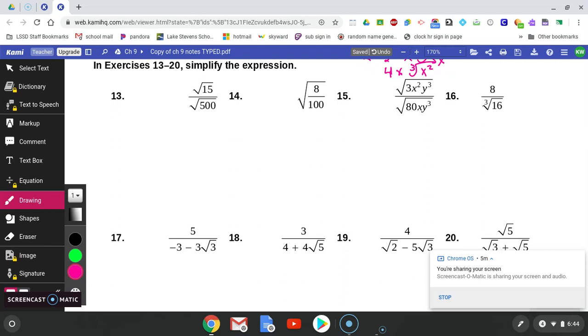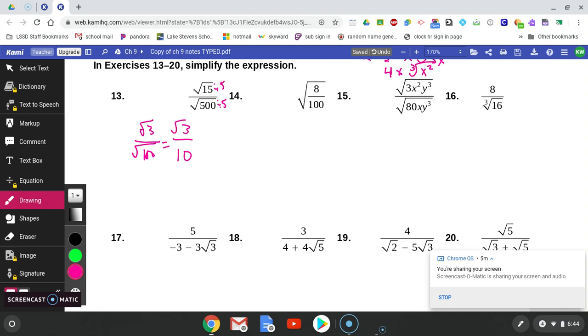All right, number 13. So I could go ahead and break this apart, but I'm going to show you another strategy. Since 15 over 50 can be reduced, I can divide them both by 5. I'm going to do that and make my number smaller. As long as I'm dividing both the numbers by the same thing, it's okay. So then I have the square root of 3 over the square root of 100. And the square root of 100 is just 10. And then I have the square root of 3.